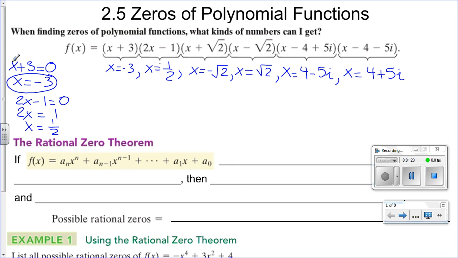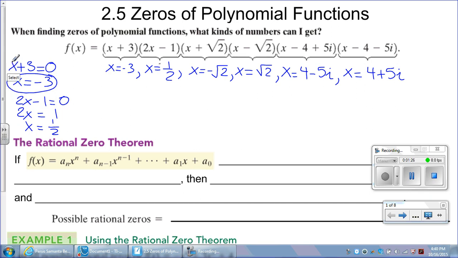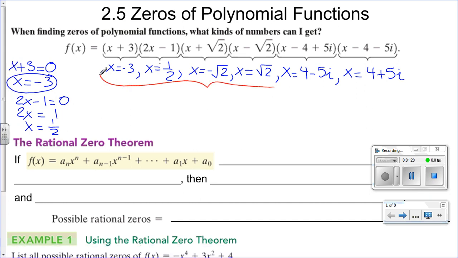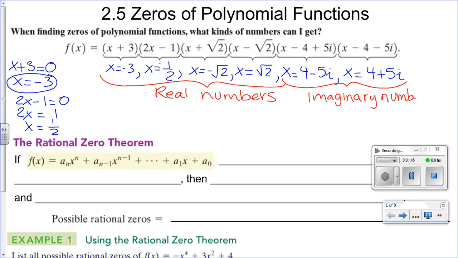So what we're going to do next is classify the zeros. And so we know that the first 4 of them are real numbers. And the last 2 are imaginary numbers. Now, we're going to get a little more specific, and we're going to say that the first 2 are rational numbers. Now, remember, rational numbers are a subset of real numbers.